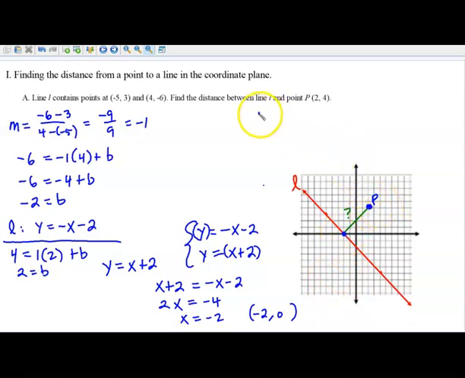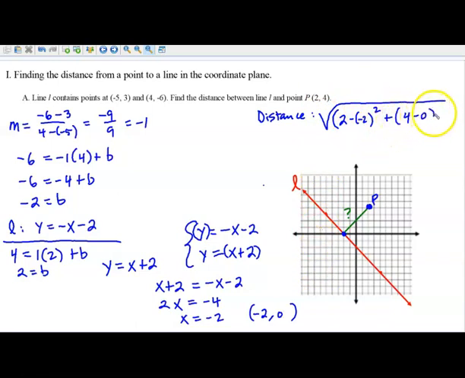Okay, so now it just becomes the distance formula between that point of intersection and point P. All right. So remember the distance formula from a few lessons ago. We've had it on several tests. It's going to be the difference between the two x coordinates of these 2 points. Okay, so remember this is negative 2, 0, and P is 2, 4. So the difference between those, 2 minus negative 2, quantity squared. And then the difference between the y's, that would be 4 minus 0, quantity squared.